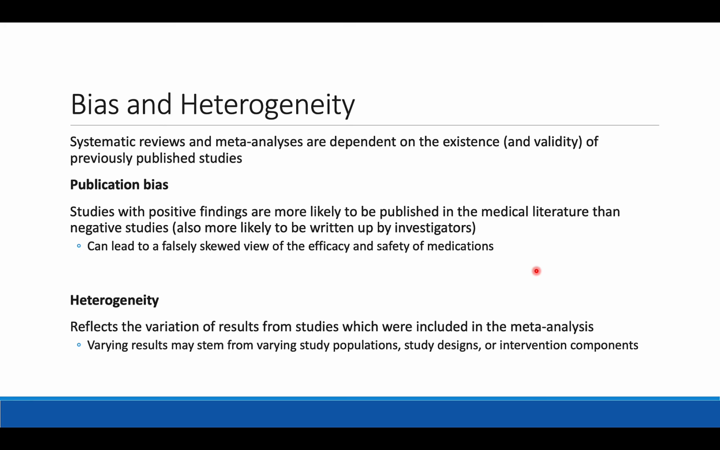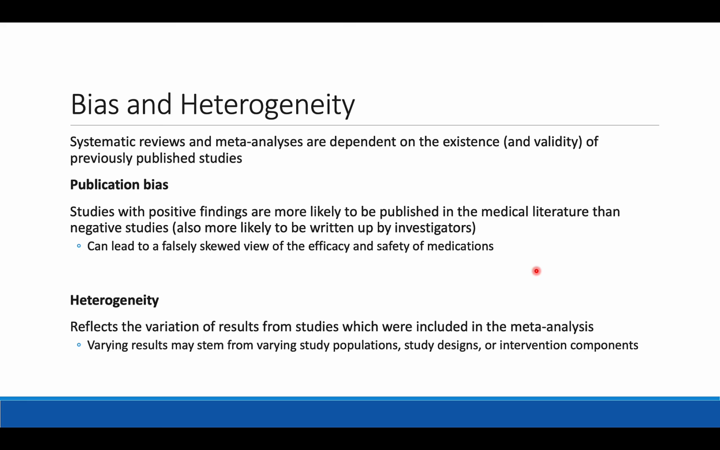There's also something in a meta-analysis called, like I mentioned, heterogeneity. Heterogeneity simply reflects the variation of results from studies which were included in the meta-analysis. As we saw in these previous 2 slides, if we have a lot of different studies which have very different outcomes, it might mean that the studies simply came to different results from random error alone.